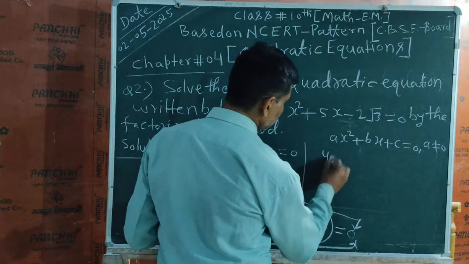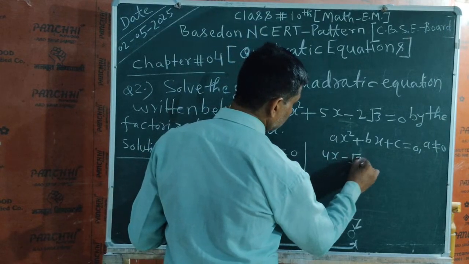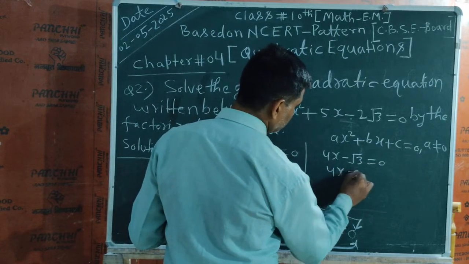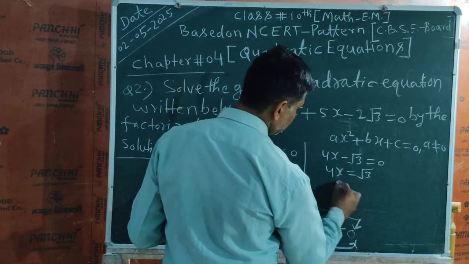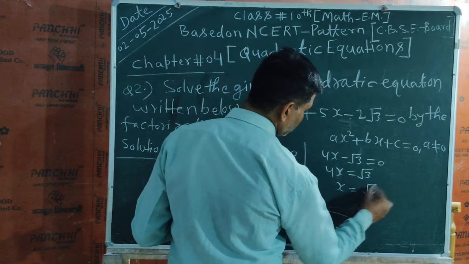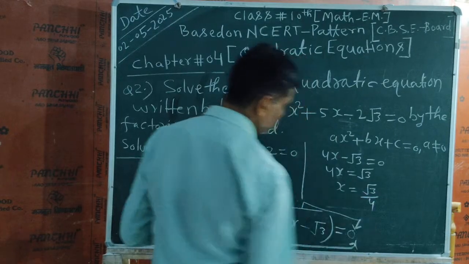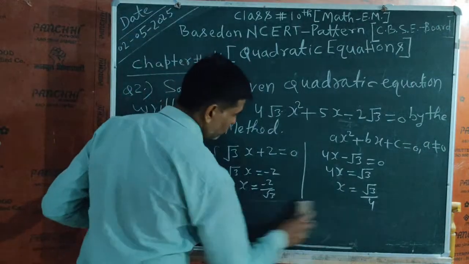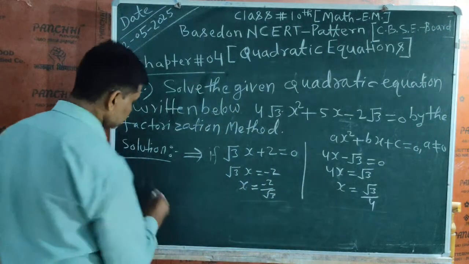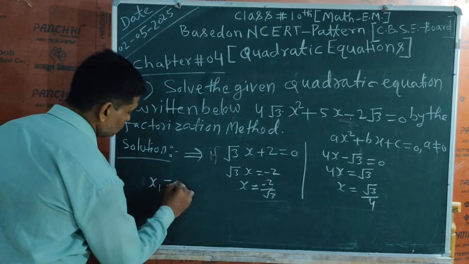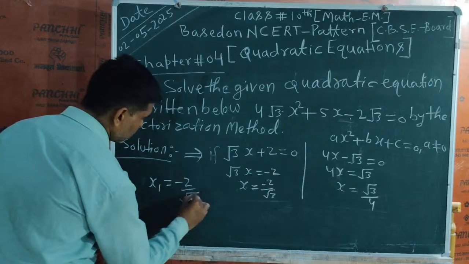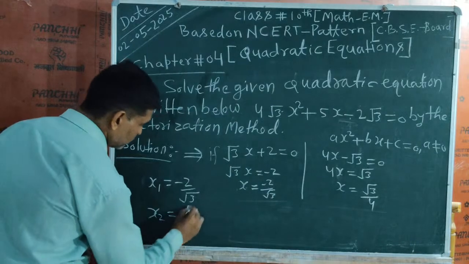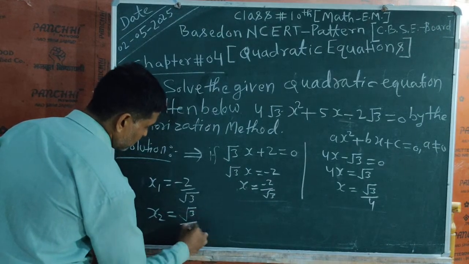Now here I will write 4x minus root 3, which is equal to 0. So I will write 4x is equal to root 3, and then x is equal to root 3 divided by 4. Okay, student. So on the x-axis there will be 2 points. I will say x1 is equal to minus 2 divided by root 3, and the other root is x2, that will be root 3 divided by 4.